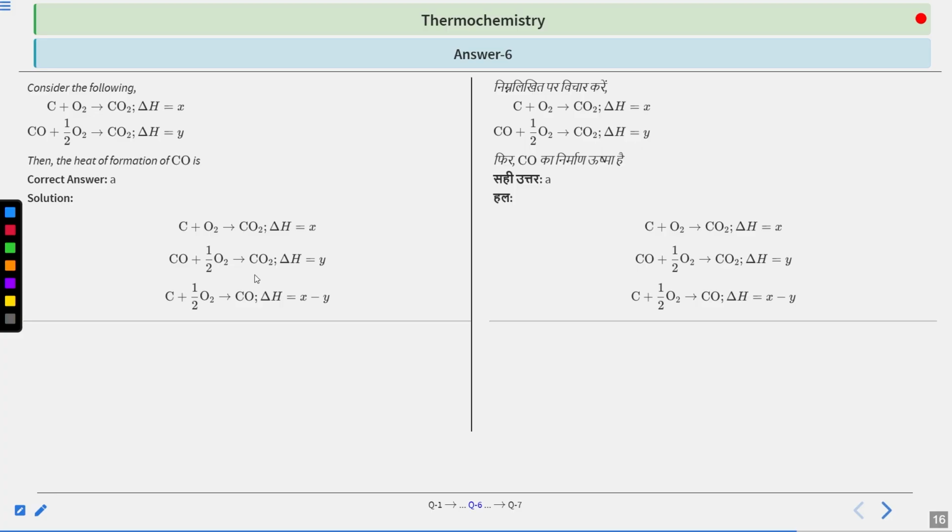The same thing has been done here. So see, C plus half O2 is written here, because O2 minus half O2 gives us half O2, and CO is going on that side due to subtraction, and CO2 is getting cancelled out. So therefore delta H is equal to x minus y. So this is the correct answer, which is A. Moving on to the next question.